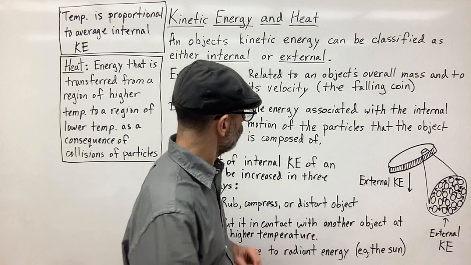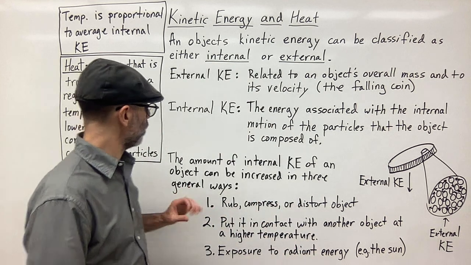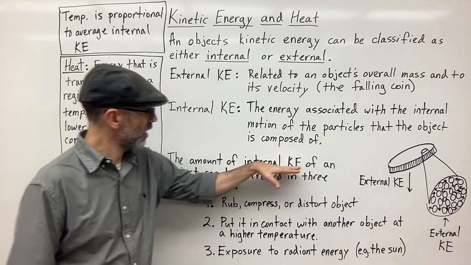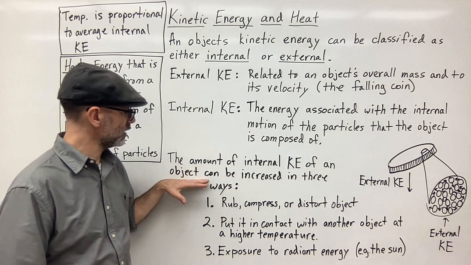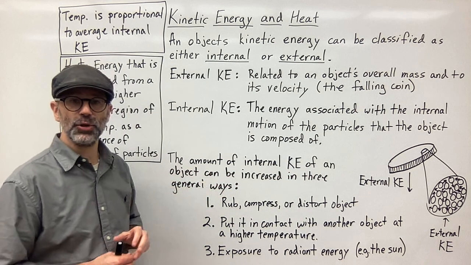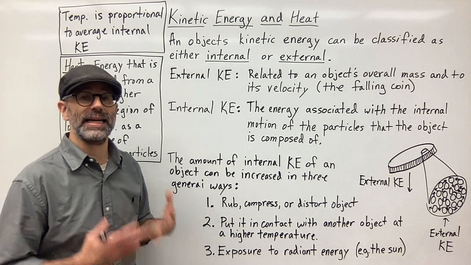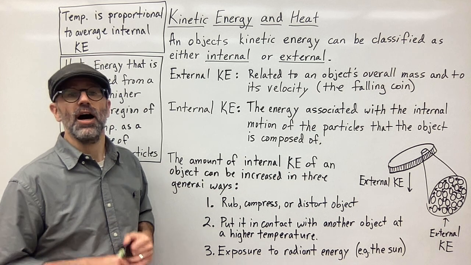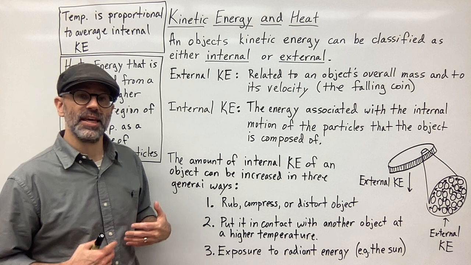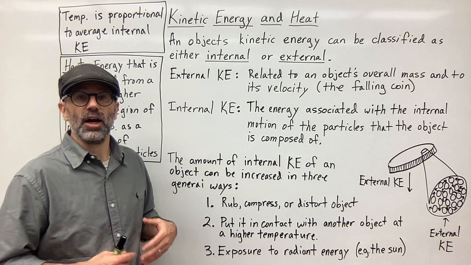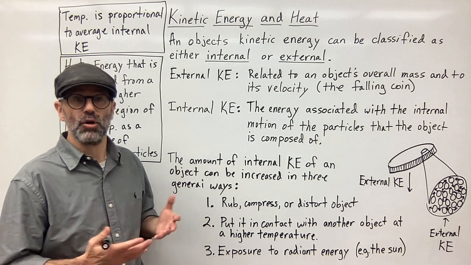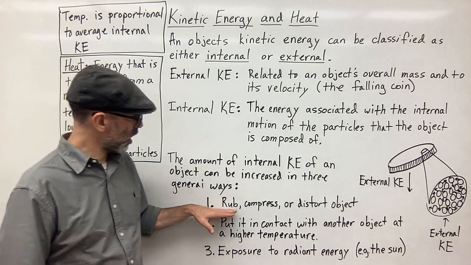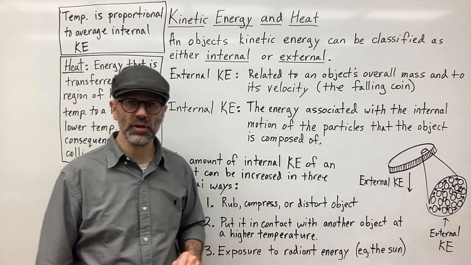When we talk about the amount of internal kinetic energy of an object being increased, there are three general ways in which you can increase it, meaning that the particles are going to be moving faster. They're going to have more motion. So how do you do that? One way is to rub, compress, or distort the object.